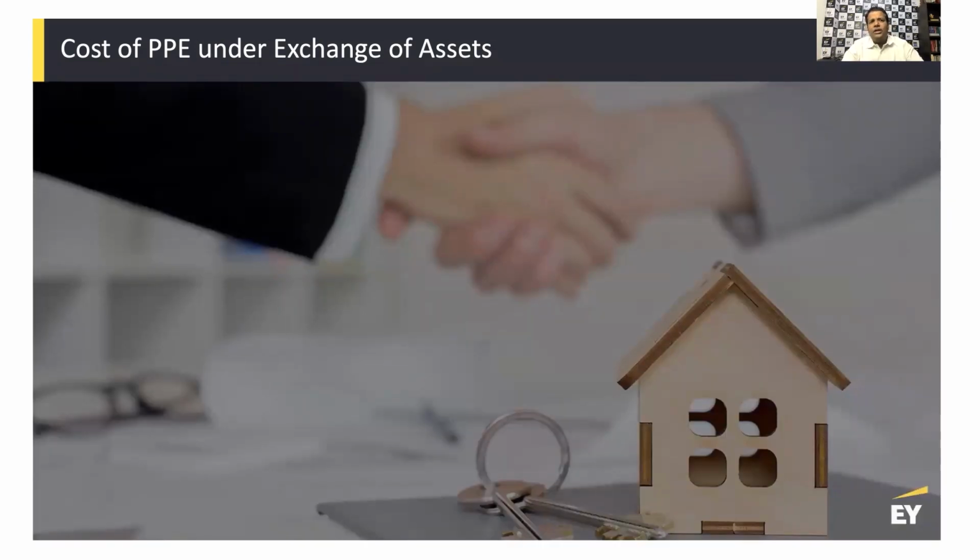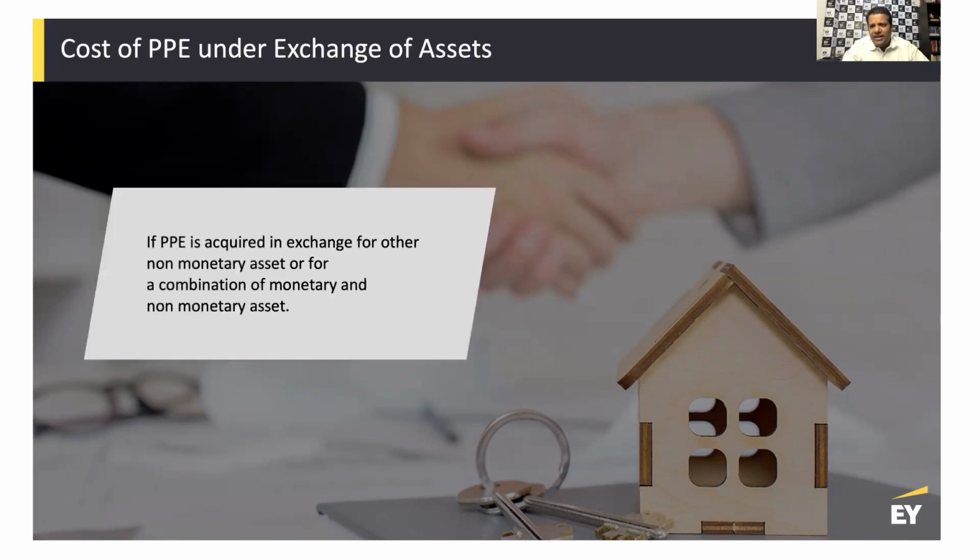Now we're going to talk about exchange of assets. There are two types of transaction, a monetary transaction and a non-monetary transaction. Monetary transaction is where you settle by way of payment of cash or by way of another financial asset. Now, a non-monetary transaction is where you're actually exchanging one asset for another asset, and you may also pay a component of cash or another financial asset. Ind AS 16 also requires you to record all such exchanges at fair value.